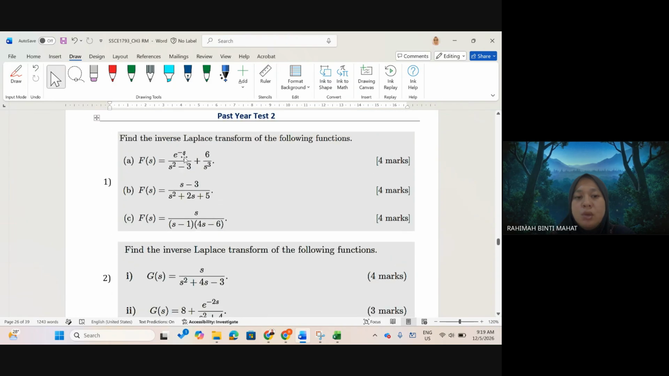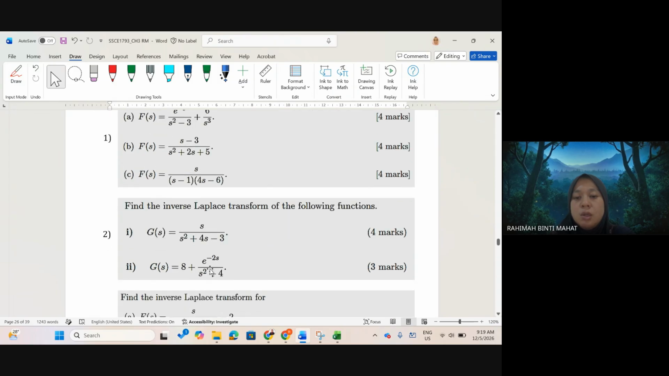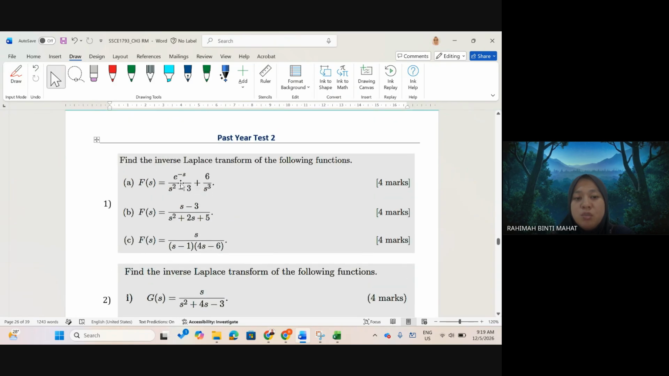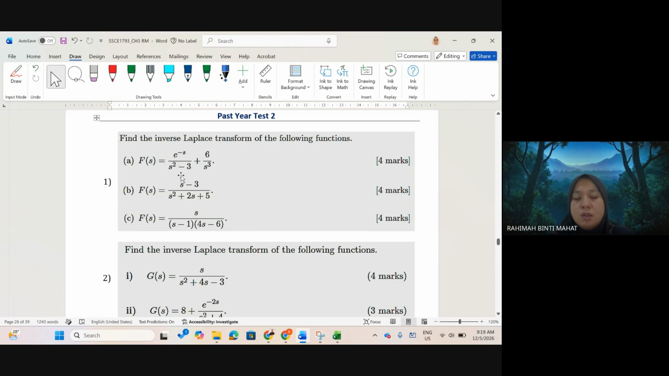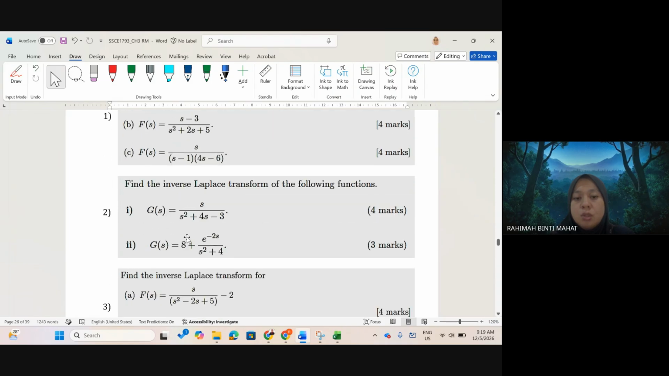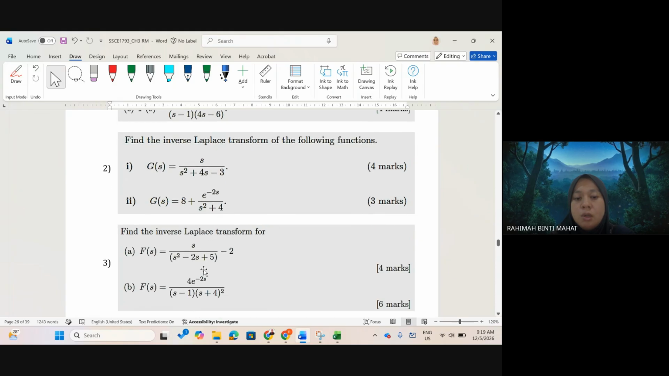How about this one, the first term exponent here? You can try how to solve this one. Exponent negative, this one exponent negative s over s squared. If you look here, there are similar questions for number 1 and 2 here. There is an exponent similar to this one as well. How do we want to solve?